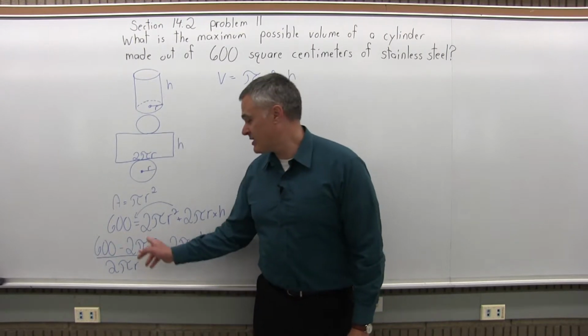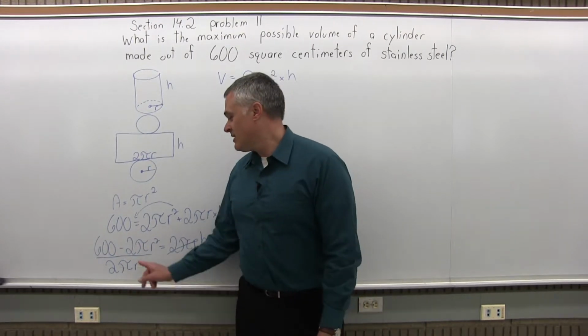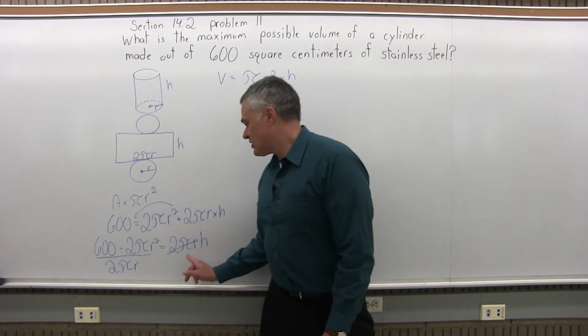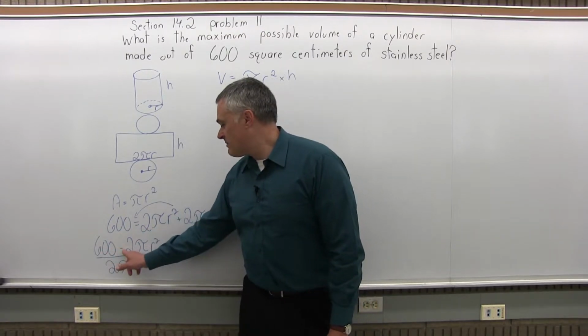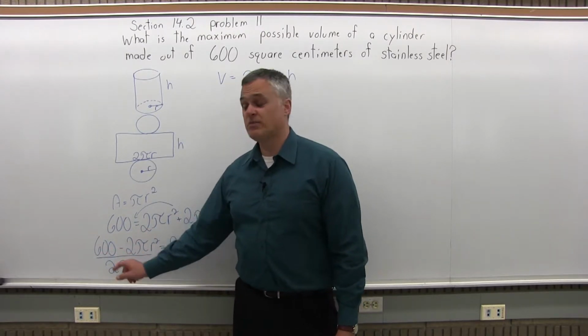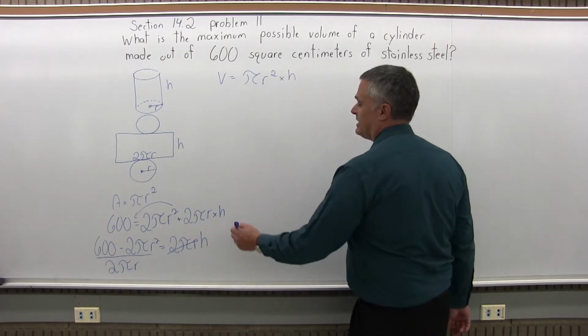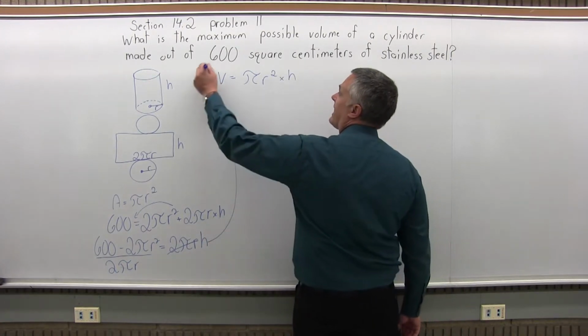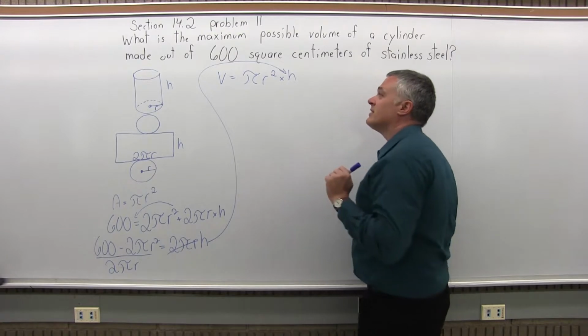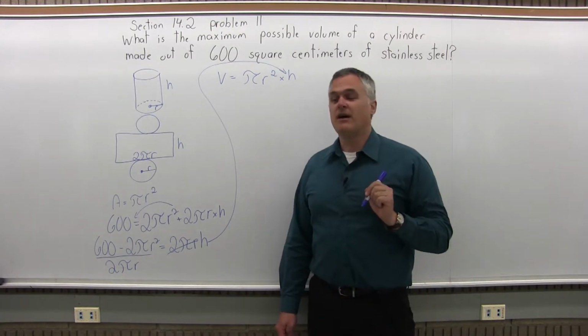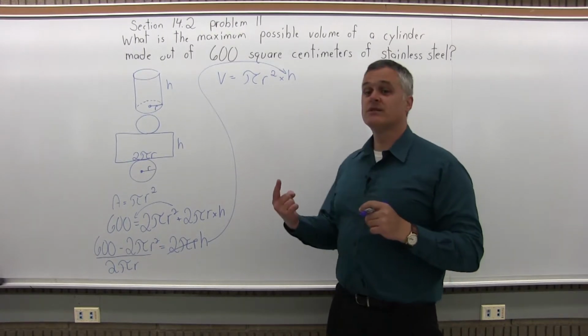So you can't. It's tempting and it would clean it up, it would look much nicer, but you can't. So h is equal to 600 minus 2 pi r squared over 2 pi r. Now that I know what h is, let me bring that value for h and plug it into my function for volume. And now I'll express the volume in terms of only a single variable, only r.